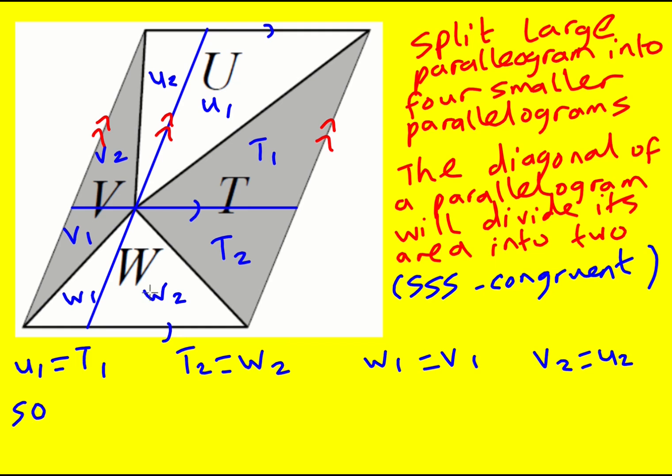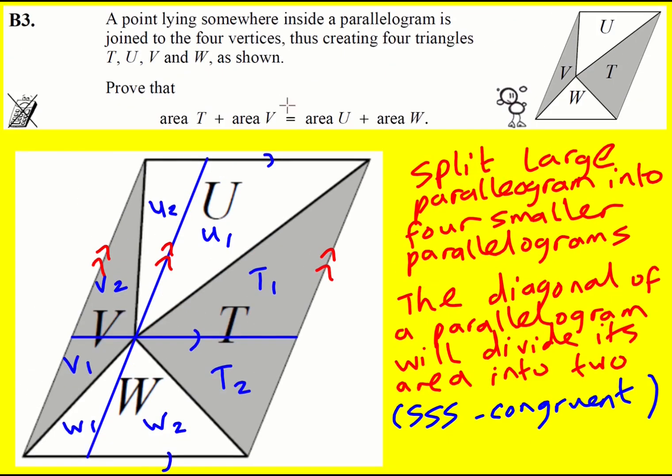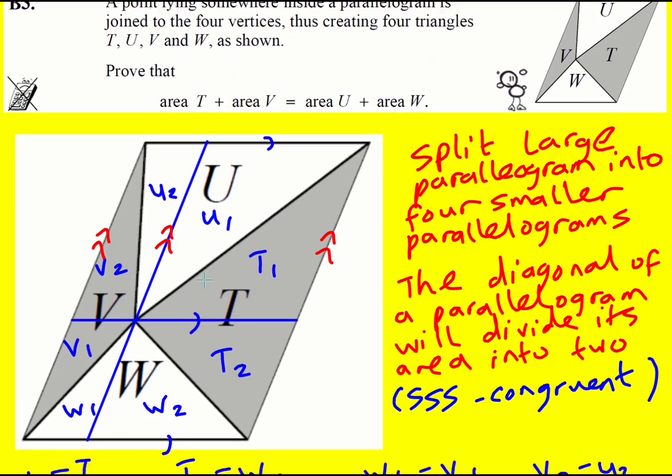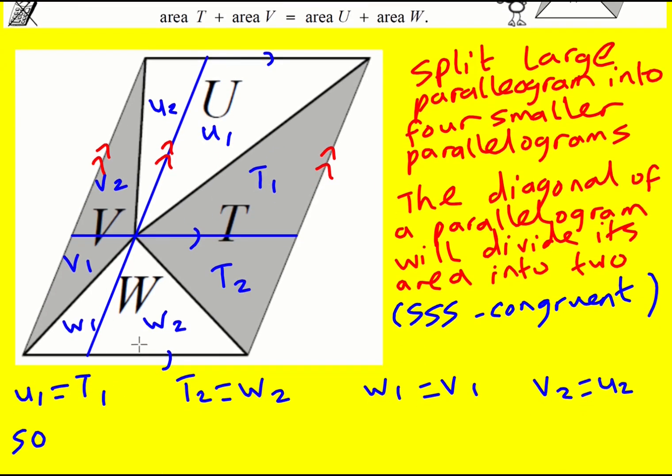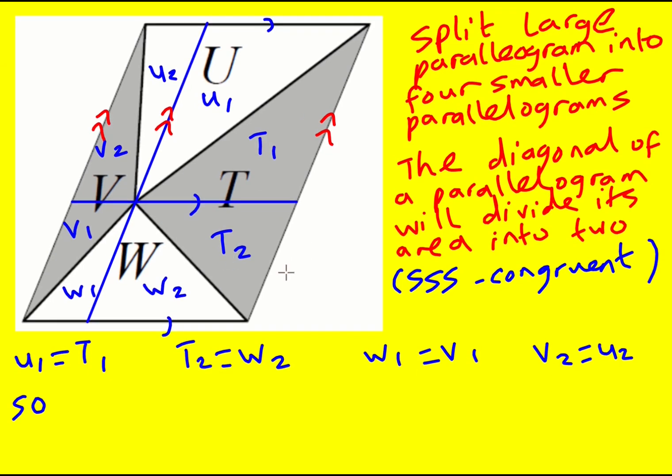I'm using U as the actual area rather than the region here, just to make life easier. You maybe could say that all of these are the areas, but you could define what they are. But anyway, I think it's sufficient, to be honest.